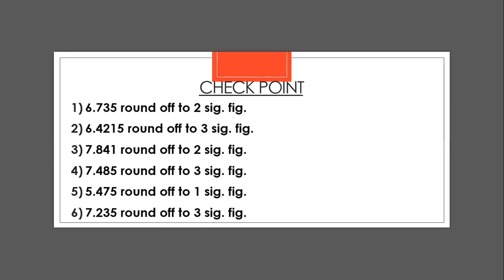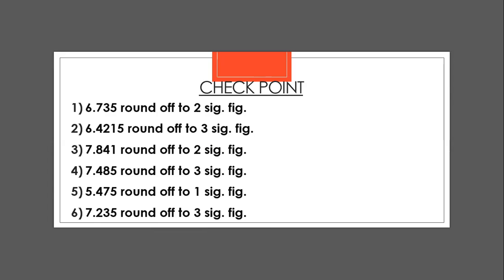Checkpoint. Let's see, did you get the rules or not? 6.735. Round off to two significant figures. 6.735 has 4 significant figures, and you have to round it off to 2 significant figures. It means till 6.7. So you're going to circle 3. 3 is going to be your dropping digit. You have to follow the rules.